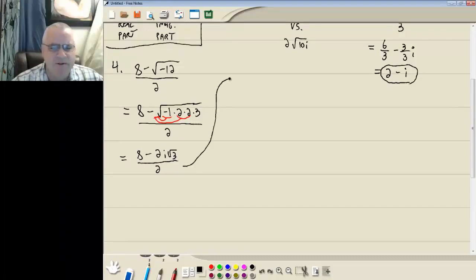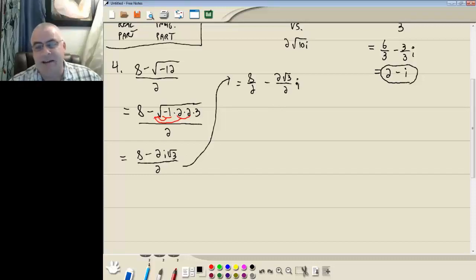Now at this point, I notice I have an imaginary part, so I want to split it apart. I want the real part separate from the imaginary. So I'll put 8 over 2 minus 2 square root of 3 over 2, i. So again, I split up the real part and the imaginary part. Now I just put the i to the side here because it's a fraction, so it's easy to tell where it's at. But let's see what happens once we simplify it. 8 divided by 2 is 4 minus, those 2's cancel, and we got square root of 3 i.